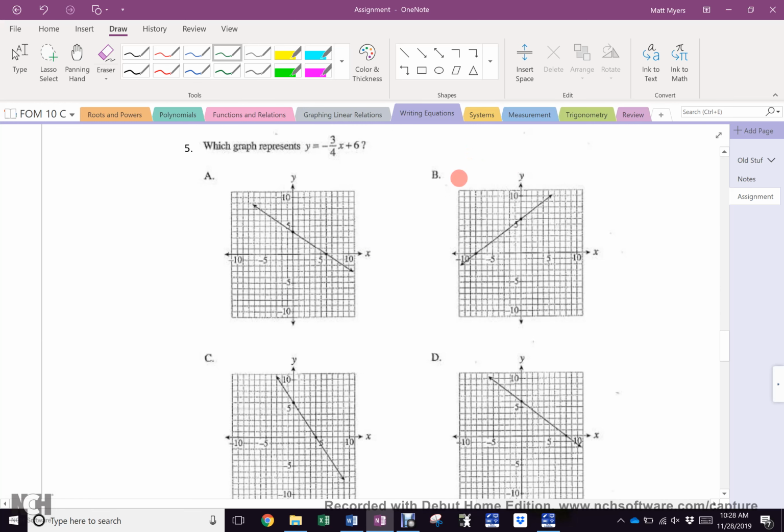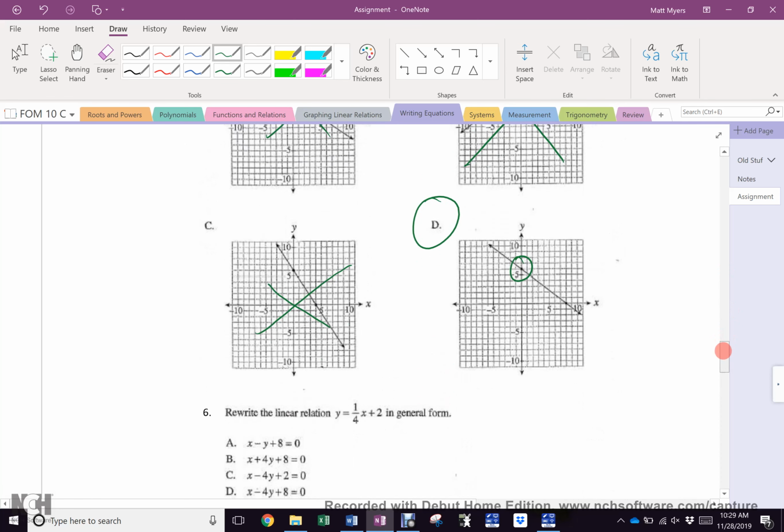Which graph represents this? Well, is the slope positive or negative? So can it possibly be B? No, because B has a positive slope. It goes through 6. Can it be A? No, because A goes through 4. Could it be B? Or C, I mean? No, because C goes through 5. Is it D? Of course it is, because that's the only one that goes through 6 with a negative slope.